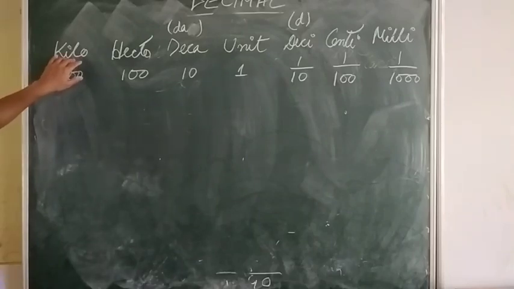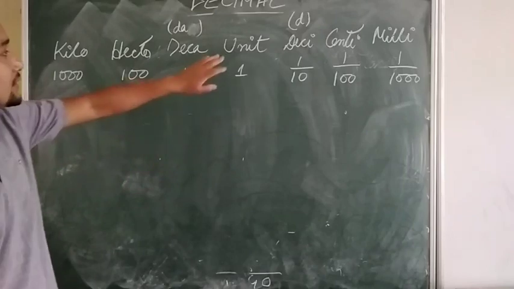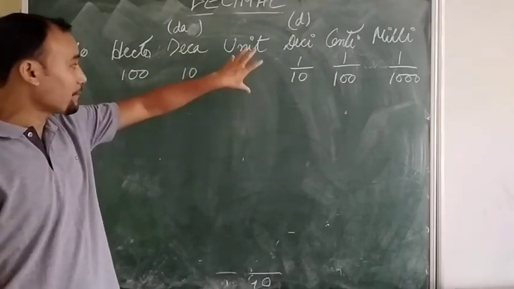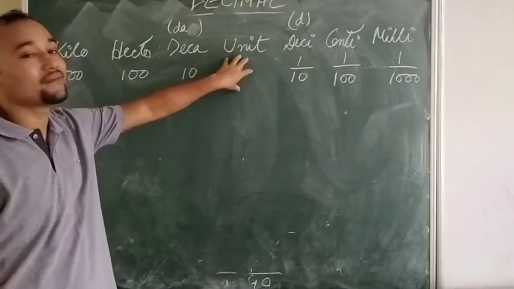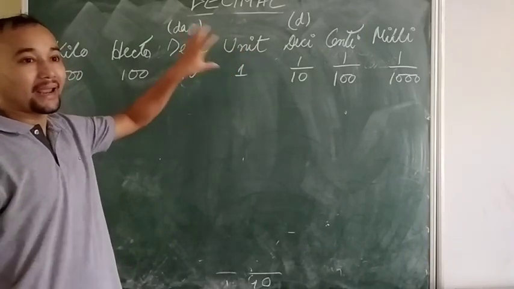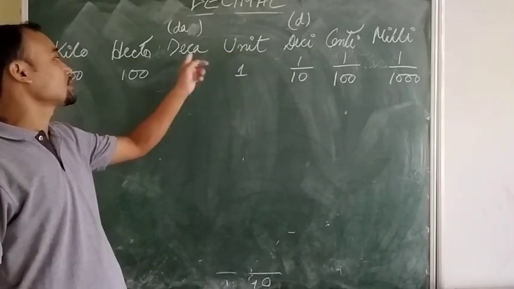Kilo. We have always heard kilogram, kilometer, hecto, deca. Unit one is the base, the reference. If any unit is 10 times bigger than the reference unit, the term is deca.